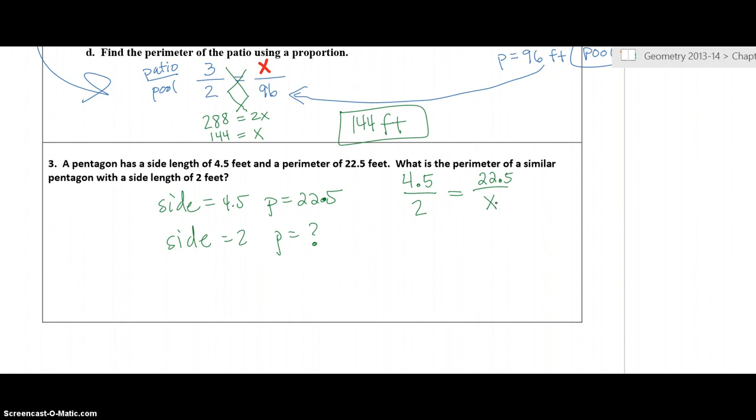Then cross multiply and solve. Should you get something bigger or smaller than the perimeter that they gave you, 22.5 for the first figure? Smaller, right? Because the side length is shorter. So try it. Check yours with mine. Questions?